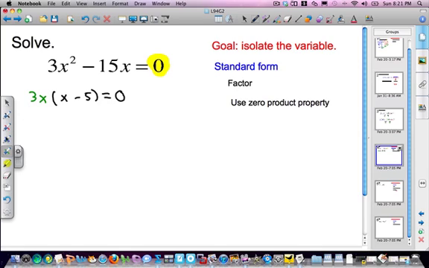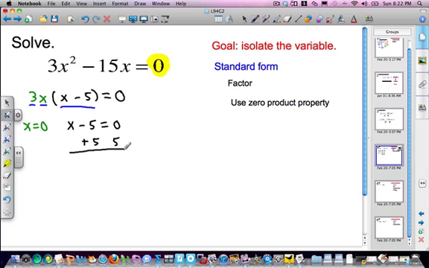The first factor is 3. But 3 is constant, so 3 can't equal 0. So the next factor is the x. Now the x is a variable, so it could equal 0. So our first solution is x equals 0. Now the next factor that might equal 0 is x minus 5. So we need to figure out what x would be for x minus 5 to equal 0. We see that x would need to be a positive 5.